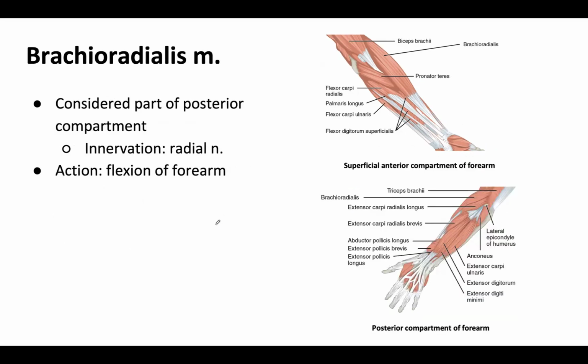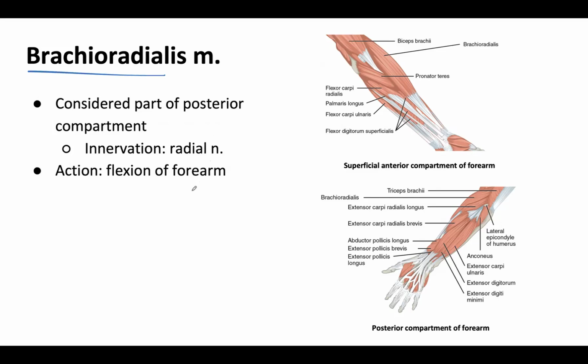Now we are moving to the posterior compartment of the forearm, and I'm going to start with a muscle that is considered to be part of the posterior compartment in most resources, but it has some strong anterior compartment ties, and this is the brachioradialis muscle.